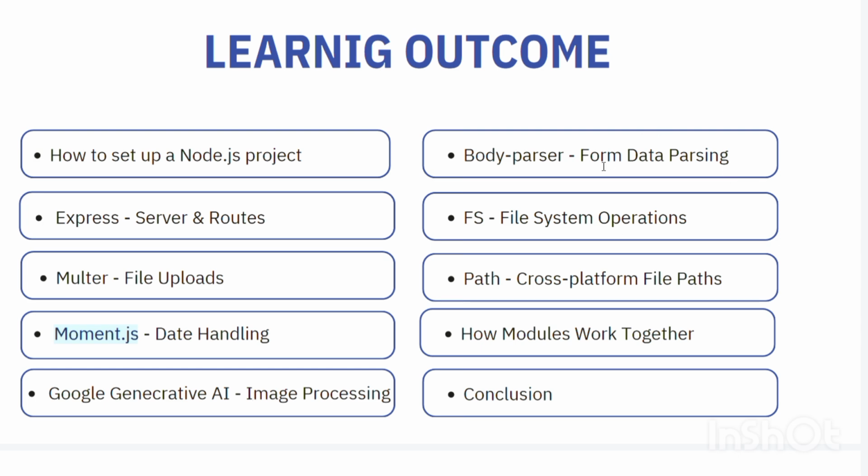Then for the form data parsing, when we submit some kind of data in the form, this data comes to the backend in the JSON format. Then the body parser helps us to read or store this JSON data. Then for the file system operations we use FS. Then sometimes you have to connect different routes or directories. For example, sometimes you have to connect EJS files with some HTML, CSS and JavaScript. Then path helps us to connect them.